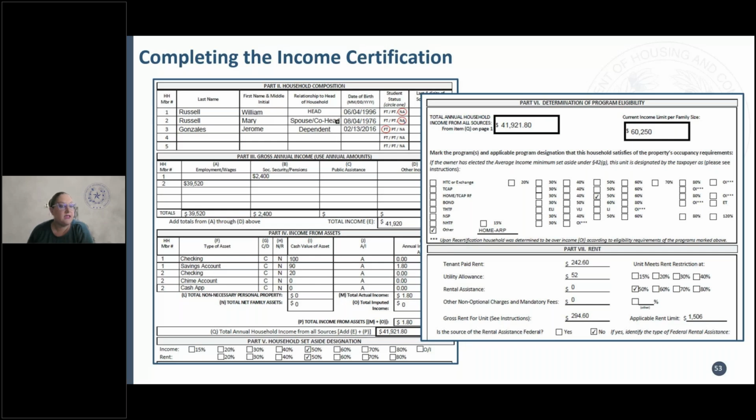Then we've got our checking, savings, second checking, Chime account, and Cash App. They totaled $210. So in box L, you could either have a 0 or $210. And that would be correct either way. The actual income was $1.80. Only one of the assets had an interest rate. Everybody else had 0. So that gets added in. So our total household income is $41,921.80.